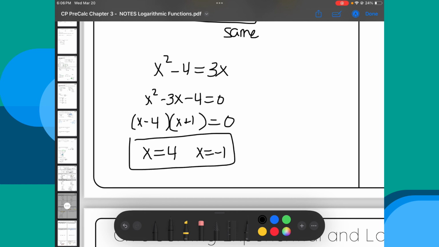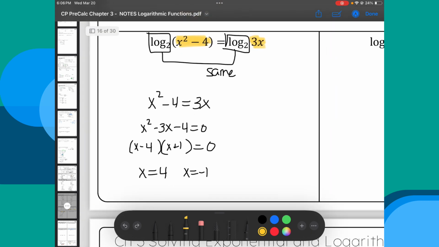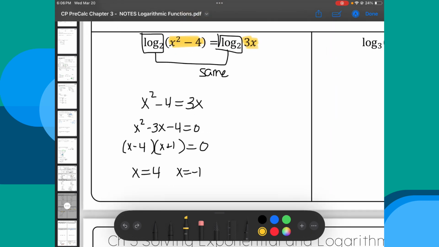Okay, but we're not done. The problem that can happen is when we're taking a log, we have to be taking the log of a positive number. So I always have to check for extraneous solutions. So if I take -1 and I plug it back in here, do I get a positive? 3 times -1 is -3. So even though we got this answer when we calculated, this number is actually extraneous, because when we plug it back in, it's giving us a negative.